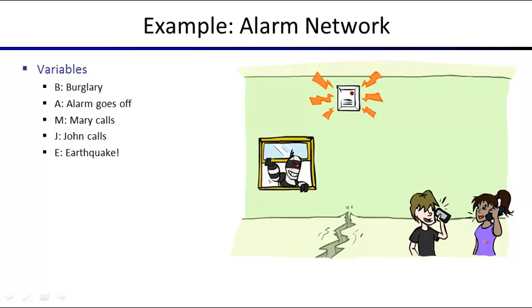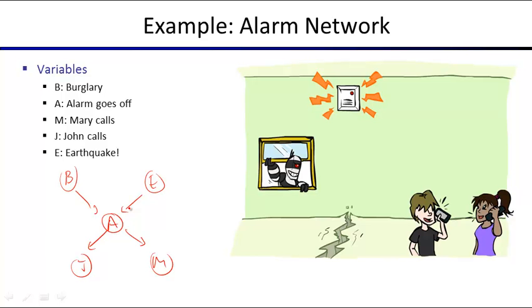So what's the Bayes net here? Let's see. Burglary seems to be something at the very beginning in this causation. It could cause the alarm to go off. John might call, Mary might call, and an earthquake could also trigger whether the alarm goes off or not.